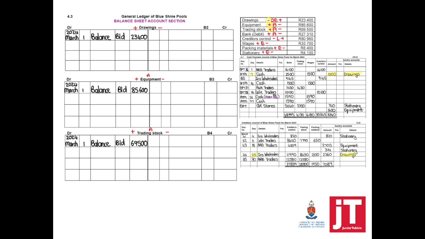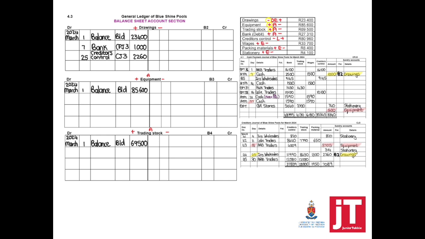So the first one that we look at is drawings. You would notice day 7 and day 25. Day 7 needs to be taken to the general ledger first because this must be in date order. So we're simply going to say on day 7, from the CPJ, my details is bank and the amount was 1,000. Indicate that you've taken it to account number B2. From the creditors journal, on the 25th, the amount 2,260, details creditors control, and indicate that you've posted it to account number B2.